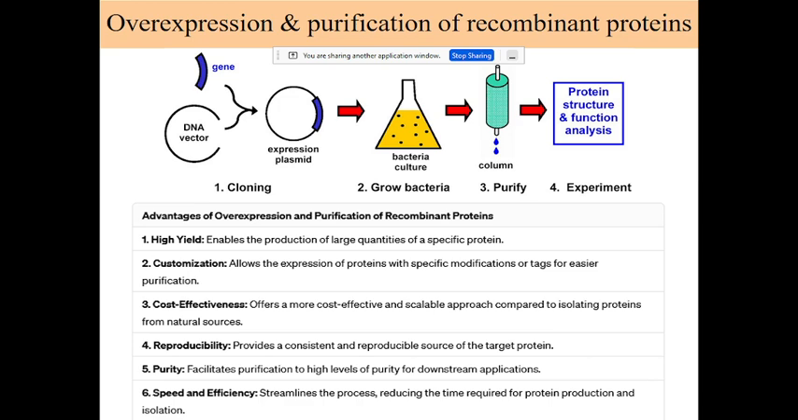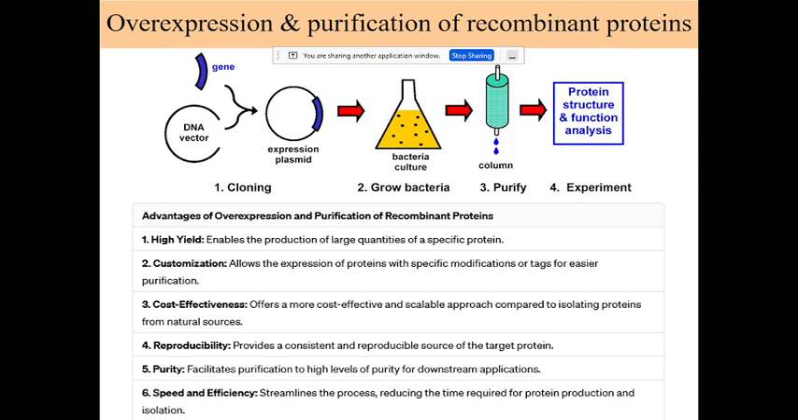So all of these different extra proteins you can add before your protein to improve the solubility of the protein. For example, you are adding ubiquitin, you are adding RFP, right? So all of this you can do. So different customization can be performed. Then cost effectiveness. Of course, this is a cheaper and a faster method compared to isolation of protein from natural sources. Then comes in reproducibility, right?